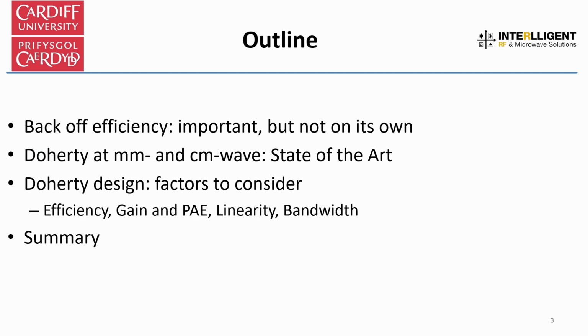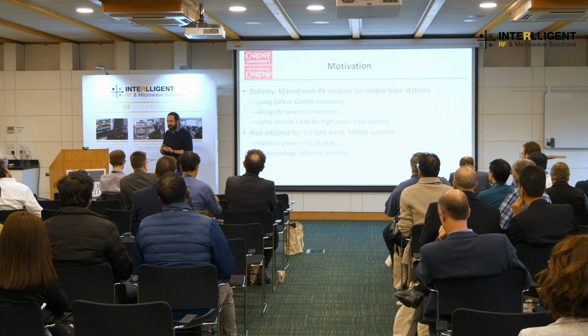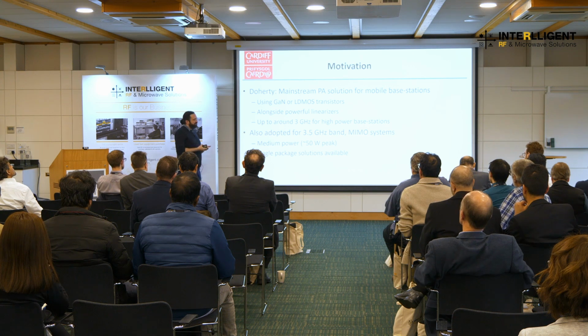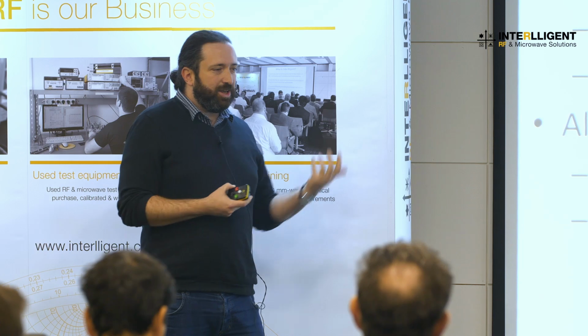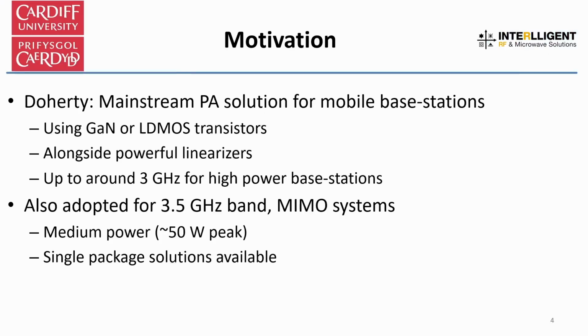And some ideas on how to improve these. We all know Doherty design for base stations is really the solution, using gallium nitride or LDMOS transistors, but it normally comes together with a very powerful linearizer, mostly digital pre-distortion. Up to around 3 gigahertz, we're talking about 2.6, 2.1, 1.8. We're talking big amplifiers, maybe 300 watt devices combined, for big base stations.